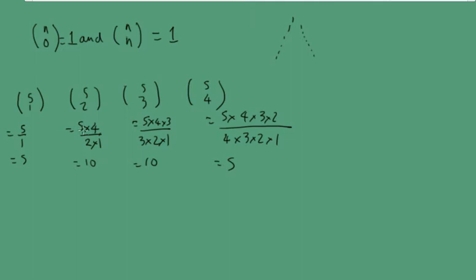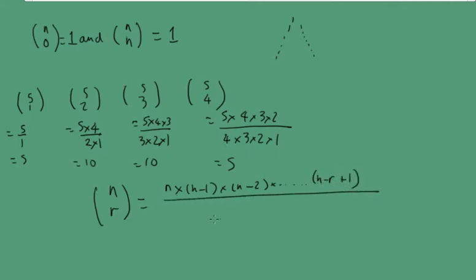But as you can see, if you look at the top number, it's 5, 4, and on this one, 5, 4, 3, 2, then 4, 3, 2, 1. We can see there's a pattern here. And what we find is, in general, n choose r is n times n minus 1 times n minus 2 all the way down to n minus r plus 1, over r times r minus 1 times r minus 2 times r minus 3 all the way down to 3, 2, 1. So we can use this in an example.